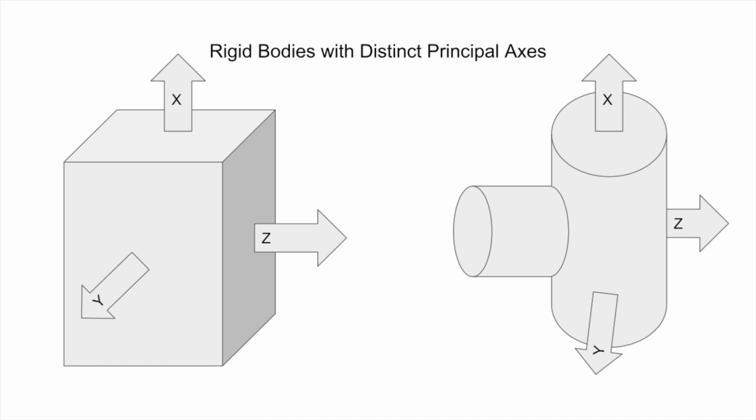This theorem applies to rigid bodies with distinct shapes. A box, for example, as shown on the left, has clear x, y, and z axes, as does the T-handle with axes x, y, and z as shown here on the right.